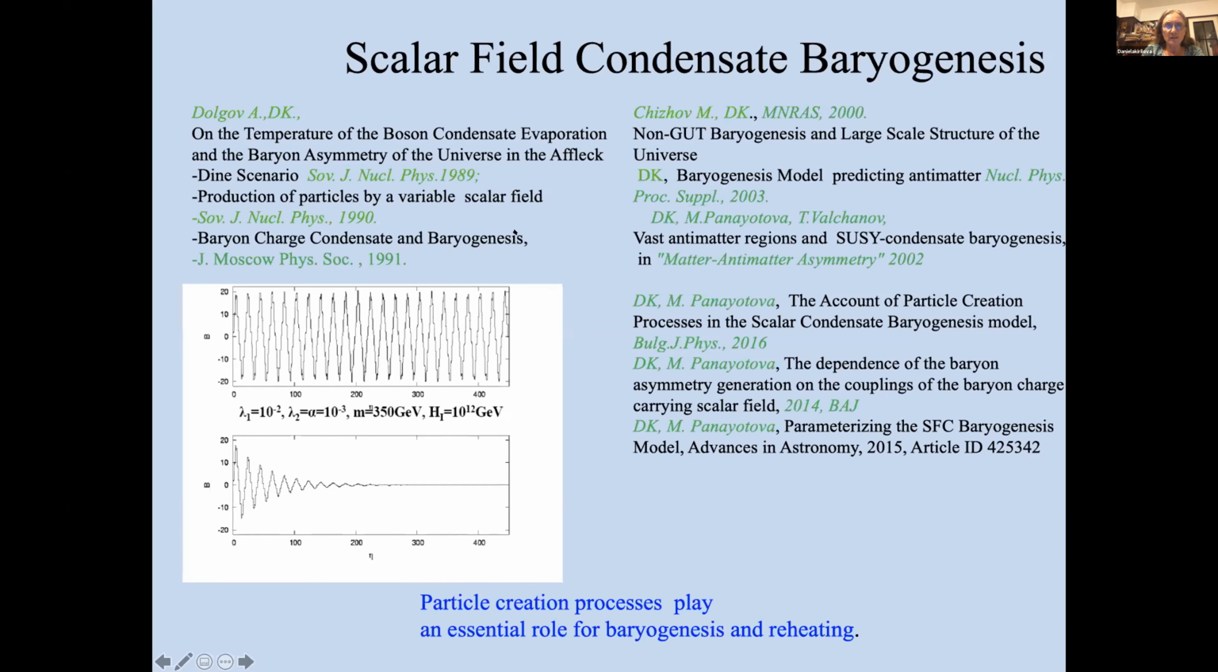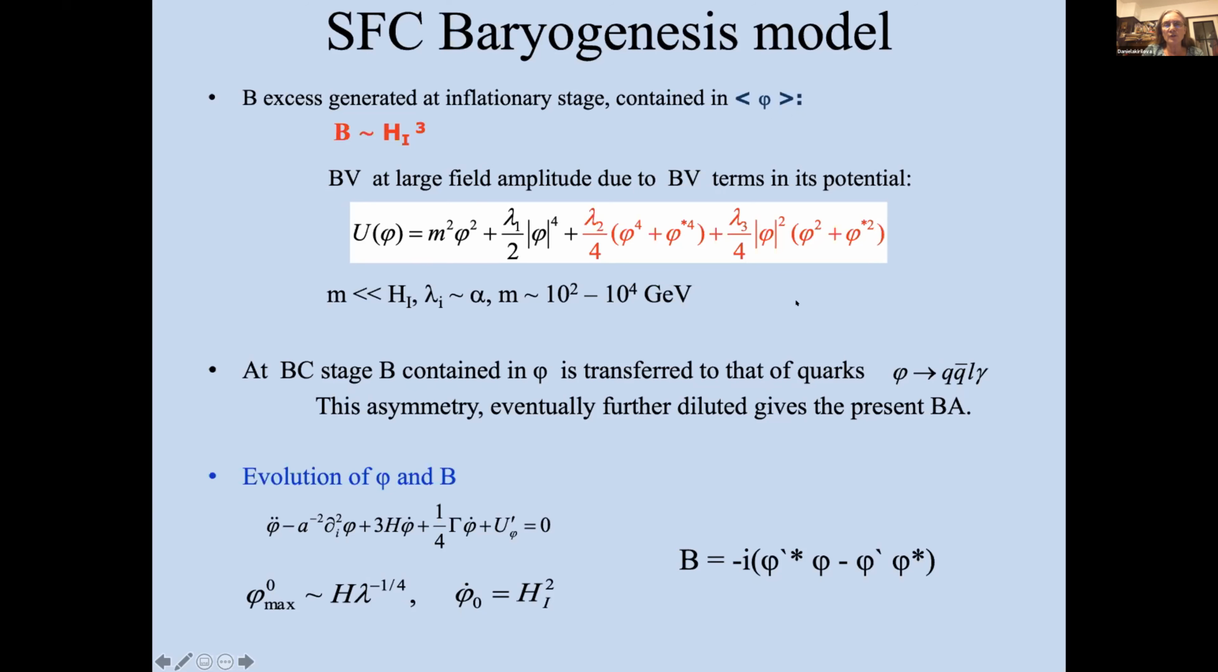So this kind of model, in short: the baryon excess is generated at the inflationary stage and contained in a condensate of a scalar field, which is present together with the inflaton at the inflationary stage. Then there is a specific potential for this scalar field, which at high values of the field amplitudes includes baryon violating terms. And at later epochs, at the so-called baryon conservation stage, the baryon charge contained in the field is transferred to that of quarks. So actually, the baryon asymmetry of the universe is produced. It can be, of course, further diluted or not.